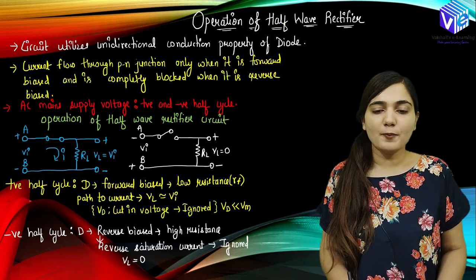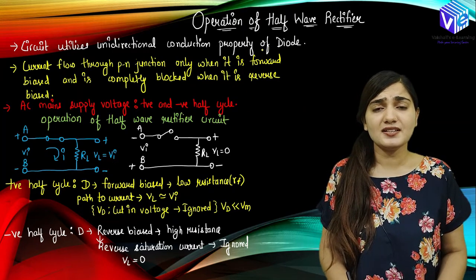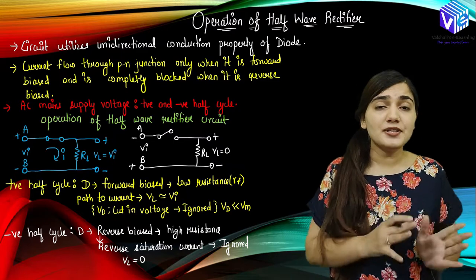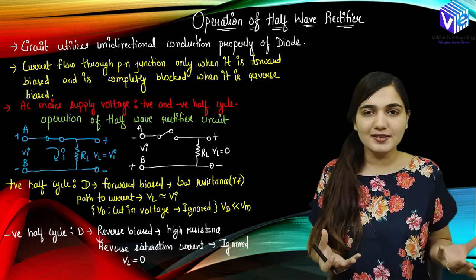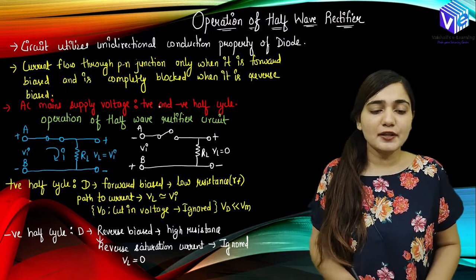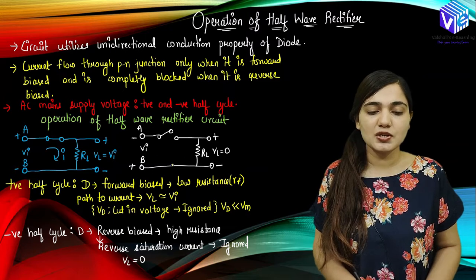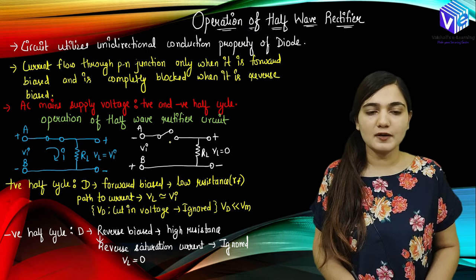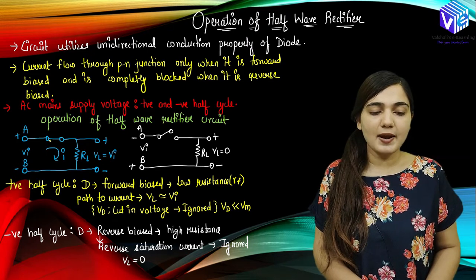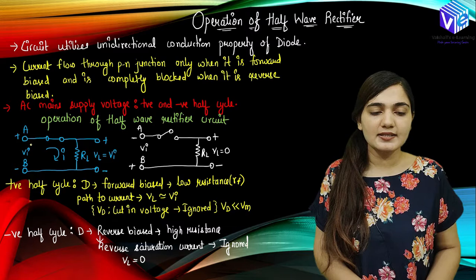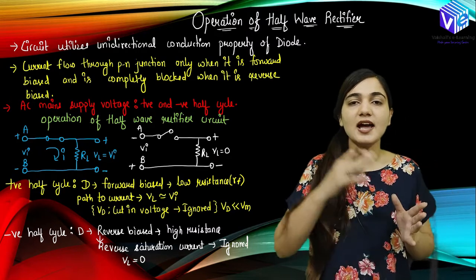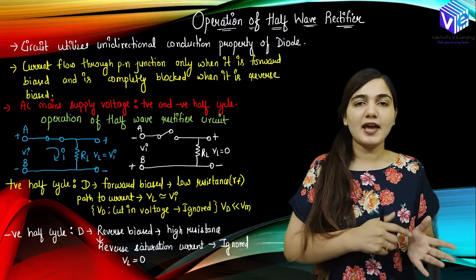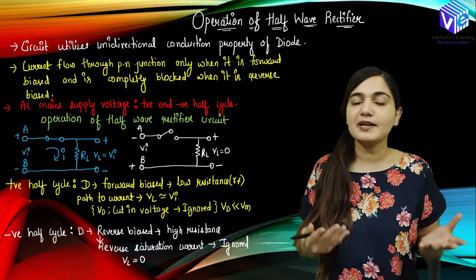Now moving towards the operation of the half wave rectifier: how this circuit is going to rectify, how it is going to provide the DC output from the AC input. We are going to understand the operation with the help of these two circuits, which represent the diode in the forward and the reverse bias condition. Now we are supplying the AC voltage. When the AC voltage is passed through the diode, AC voltage means a sinusoidal voltage. For some instant of time it is positive, and for some instant of time it is negative.